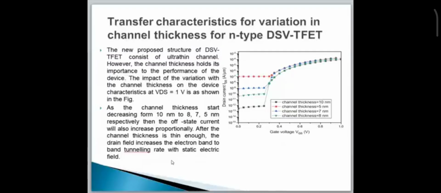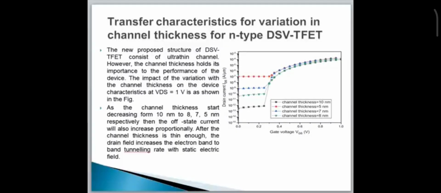One of the characteristics we are discussing in this structure is the transfer characteristics for variation in channel thickness for the N-type dual source vertical TFET. The new proposed structure of dual source vertical tunnel field effect transistor consists of an ultra thin channel. However, the channel thickness holds its importance to the performance of the device.